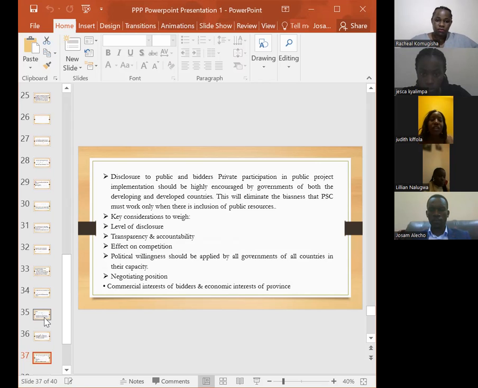And then you have to look at the effect of competition on competition. When we are applying the PSC, it is supposed to show us the value for money. If we do a project and we see the value for money is not really there, are we being competitive enough as a nation or as a developing country? So the PSC should look at competition also as a factor. Now with this, let me come down to the conclusion.